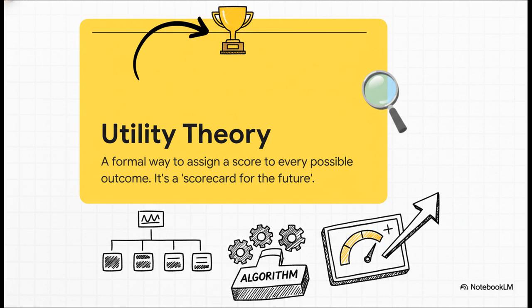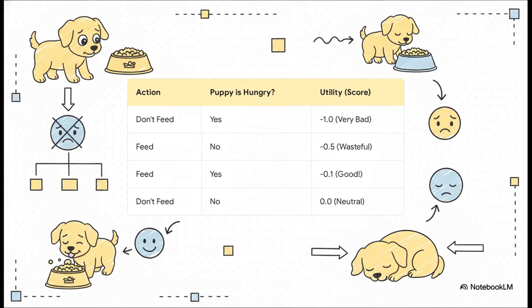We, the human designers, assign a numerical score, we call it utility, to every single possible outcome. The algorithm's goal then becomes super simple. Just take actions that get the highest possible score over time. And this simple example with a puppy makes it crystal clear.